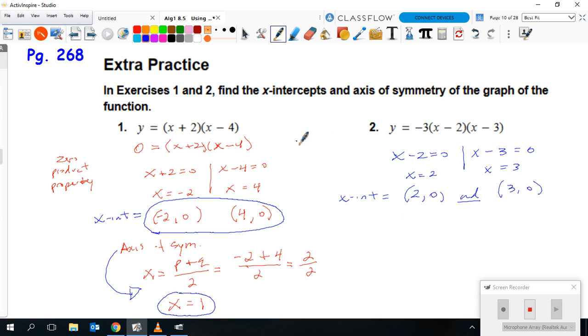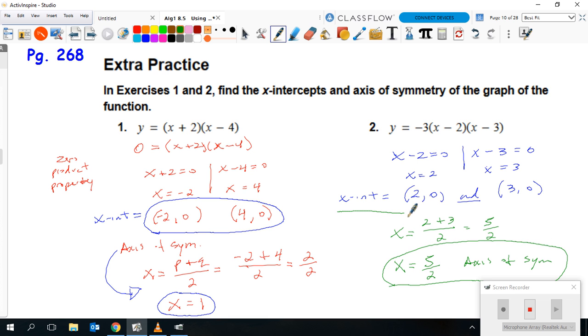And then for the axis of symmetry, we're going to take x is equal to, again, p plus q over 2, so 2 and 3, so it's 2 plus 3 over 2. So that's going to end up being 5 over 2. You can just leave it as 5 over 2, or you could say 2.5. That's fine too. So x is equal to 5 over 2 is perfectly fine. That is our axis of symmetry, and then you have your x-intercepts right up there. All right, let's move on.